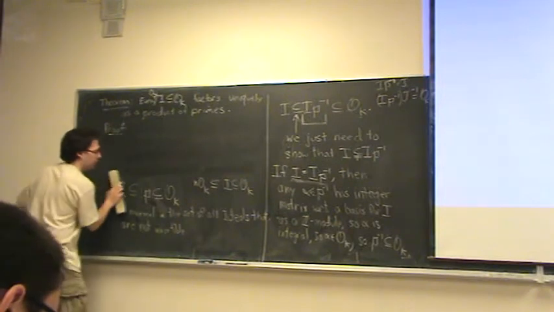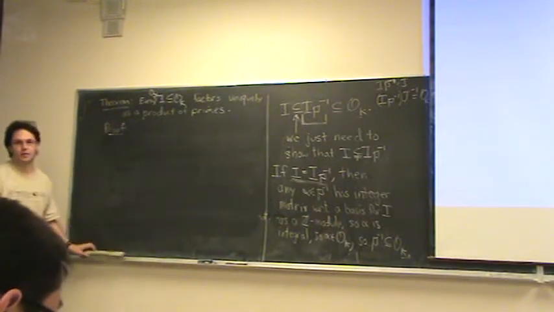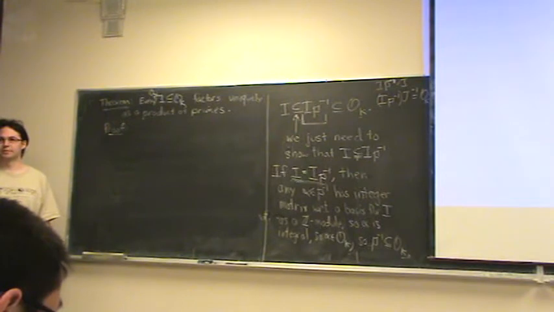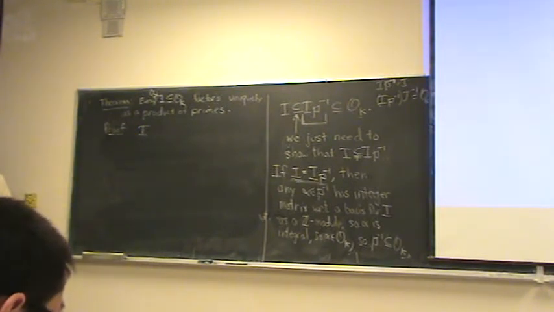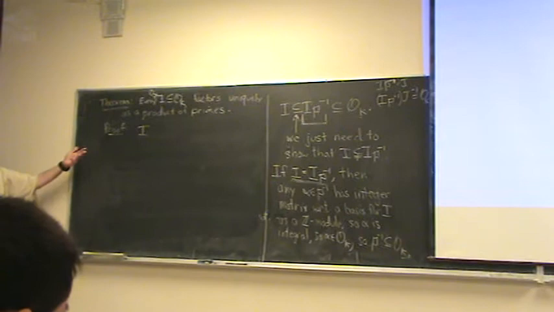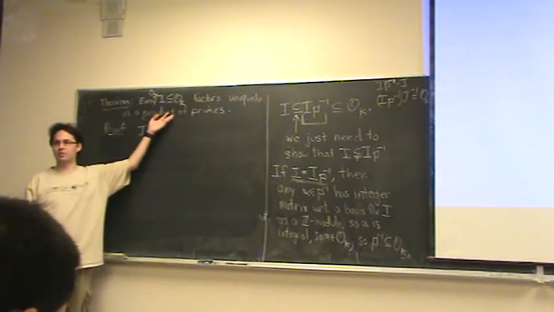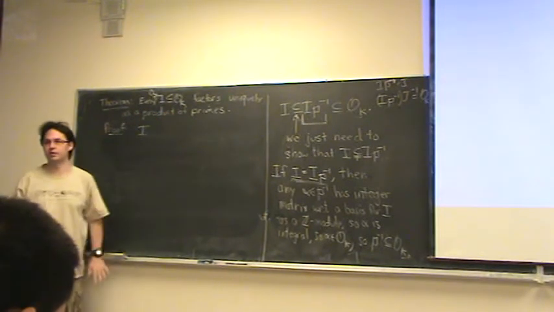Okay, so can you guess what the first step will be? Take the collection of all ideals that don't have a representation as a product of primes. Yep, take a maximal I that doesn't. Here it is. And now, as before, if I is a prime ideal, you're done, because it factors as a product of primes. I'll worry about uniqueness in a second.